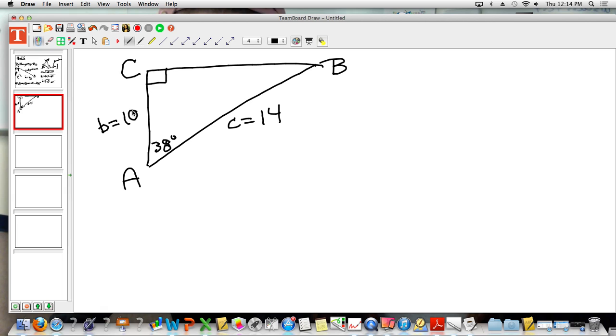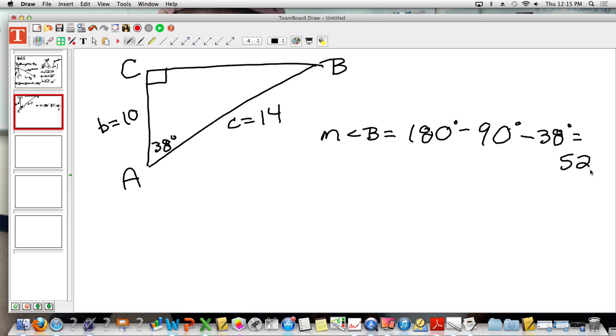Angle B is 52. How did you figure that out? So the measure of angle B is equal to, you take 180 degrees, you subtract from it the 90-degree angle. You know that this angle right here, where the little square is, that's always 90 degrees. So you do 180 minus 90 minus 38. What is 180 minus 90 minus 38? It is 52. So angle B, we figured out, is 52 degrees.